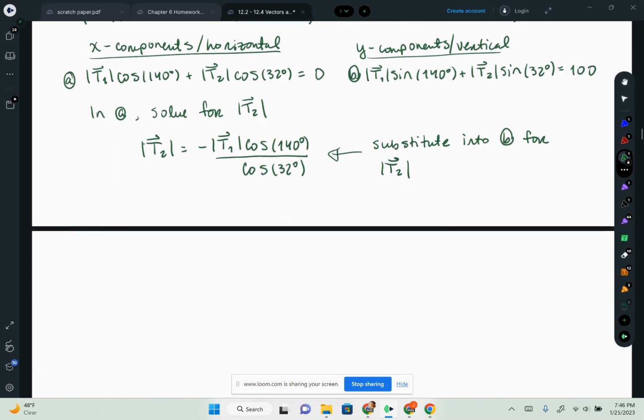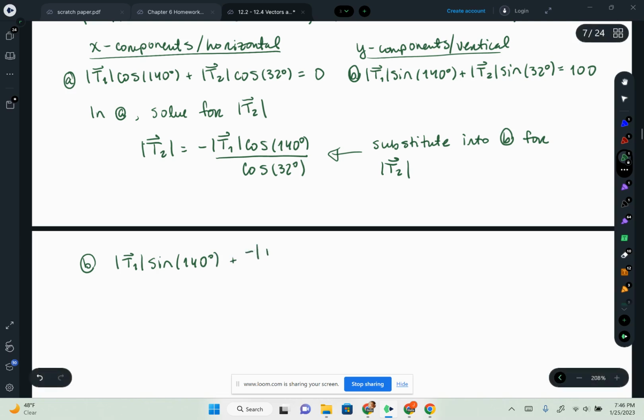Okay, so when I substitute this into B, I need a new page to do that. So B now becomes the magnitude of T1 times the sine of 140 degrees plus, and now here I replace my T2. So it'll actually be negative magnitude of T1 cosine of 140 degrees times sine of 32 degrees all over cosine of 32 degrees is equal to 100.